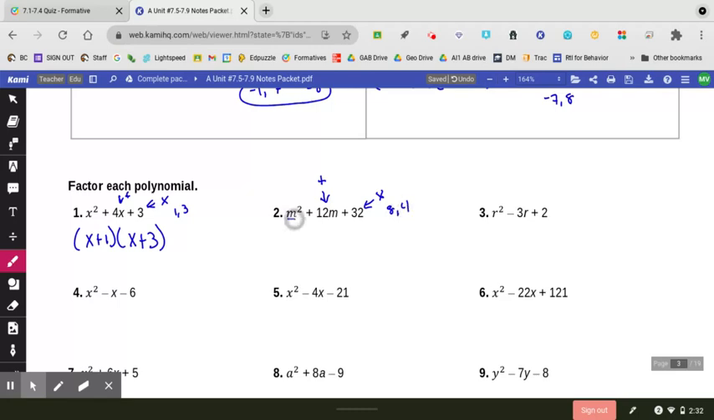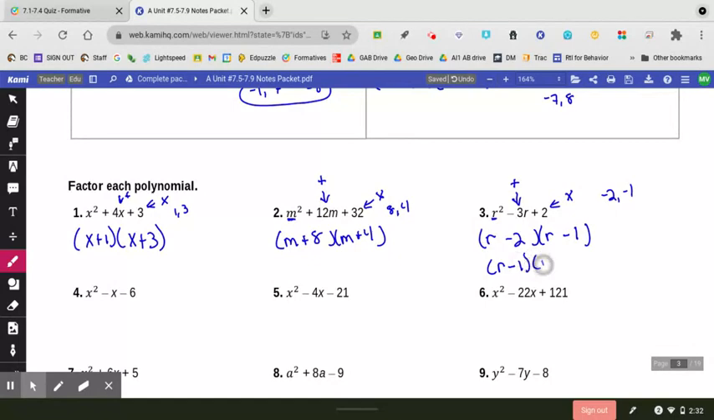So that's m this time, so that means it's m times m plus 8 plus 4. Here we have r squared, so that's r and r. We want numbers that multiply to be 2, but add to be negative 3. So that would be negative 2 and negative 1. So it's r minus 2 and r minus 1. The order doesn't really matter. It could be r minus 1 times r minus 2 because multiplication is commutative.